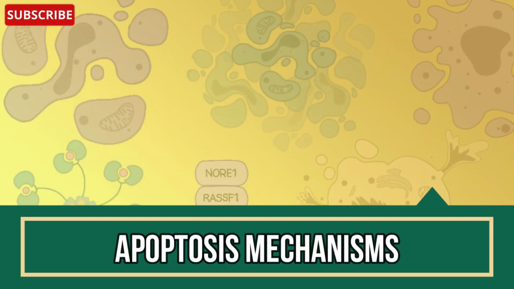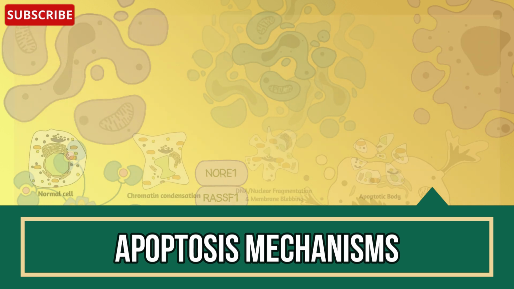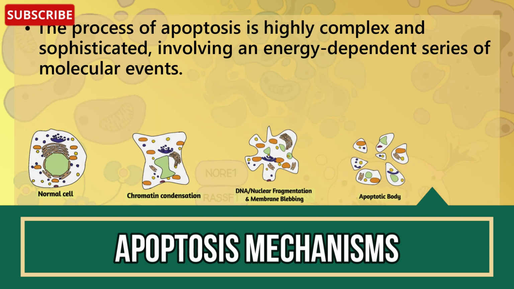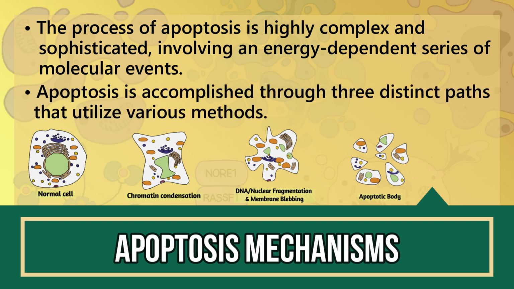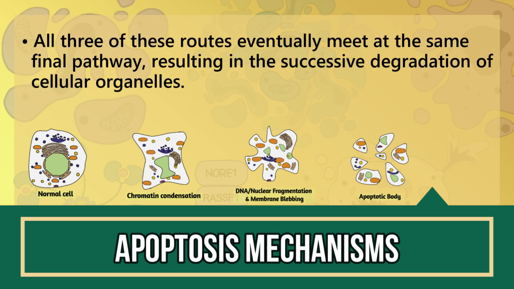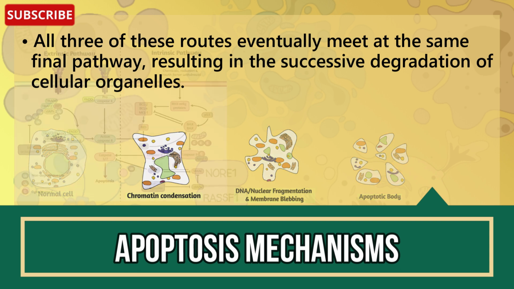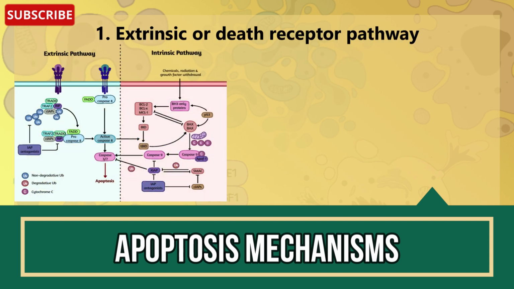Now let's understand the mechanism of apoptosis with the help of this diagram. The process of apoptosis is highly complex and sophisticated, involving an energy-dependent series of molecular events. Apoptosis is accomplished through three distinct paths that utilize various methods. All three of these routes eventually meet at the same final pathway, resulting in a successive degradation of cellular organelles. Number 1. Extrinsic or death receptor pathway.